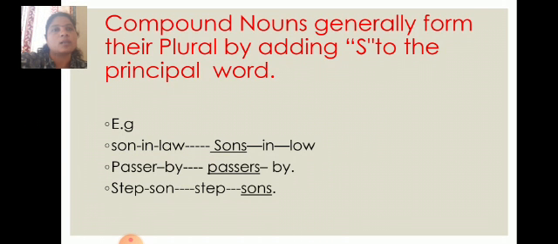The next rule is compound nouns generally form their plural by adding s to the principal word. Now compound nouns. What is the meaning of compound nouns? Compound nouns are those having one or more than one word. For example, son-in-law. So in plural it becomes sons-in-law, because son is the principal word, son is the main word, so sons-in-law. Passer-by, passers-by. Stepson, stepsons.